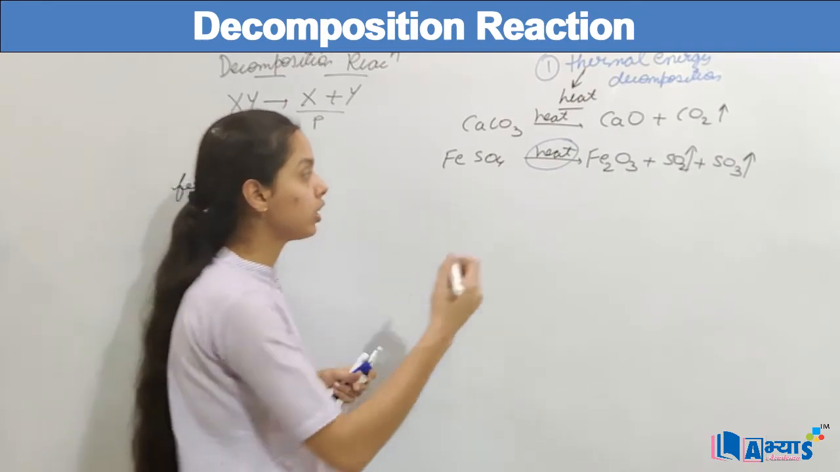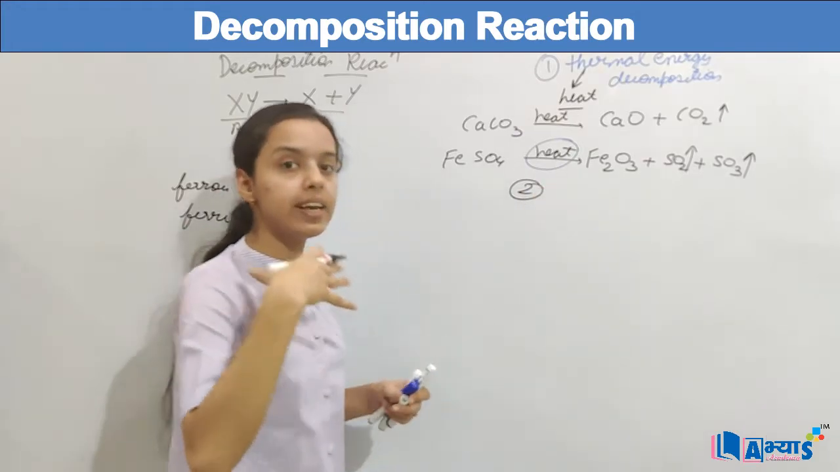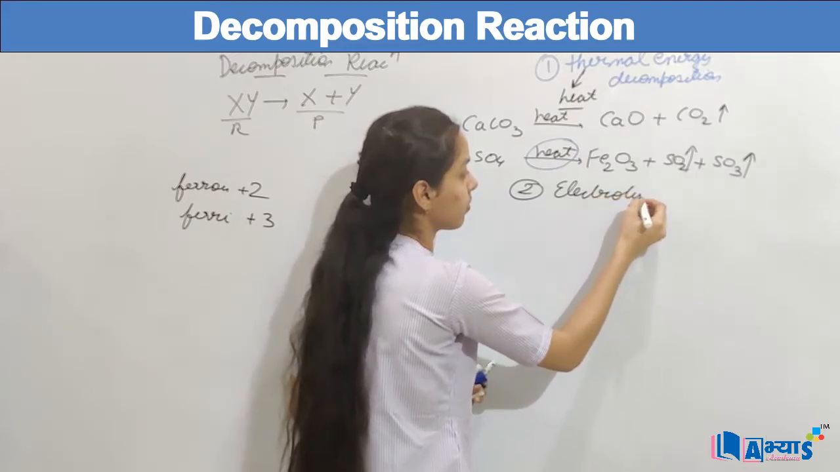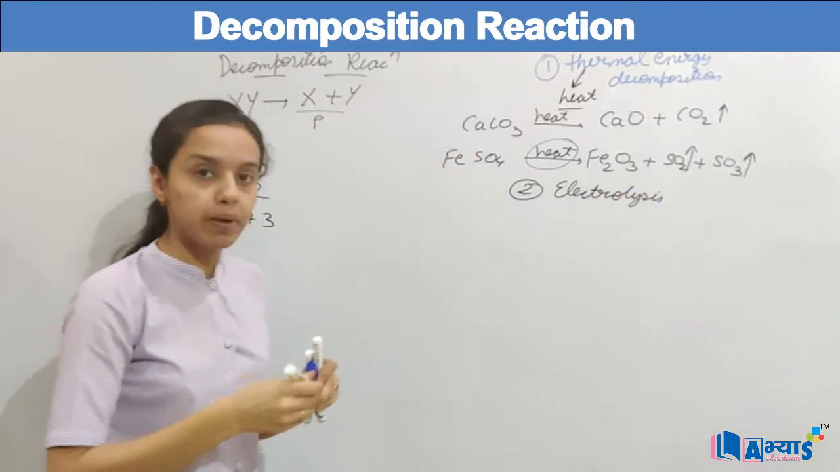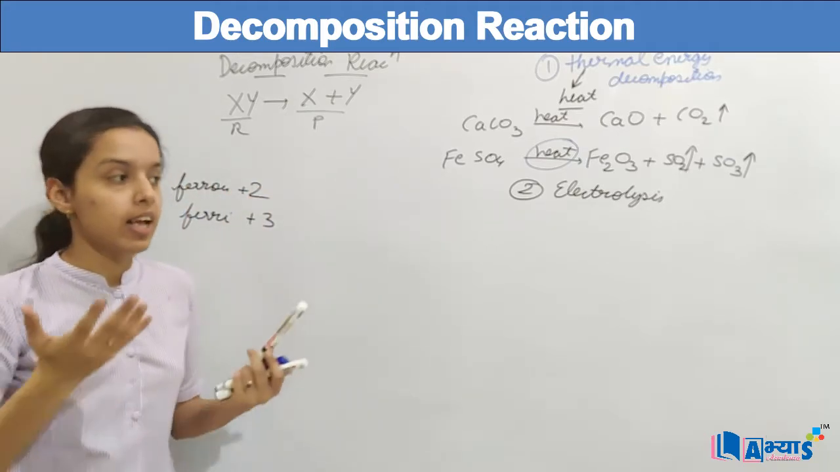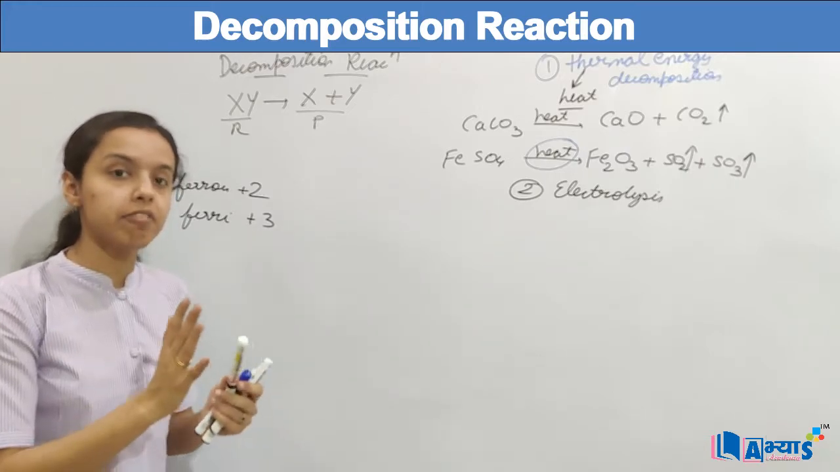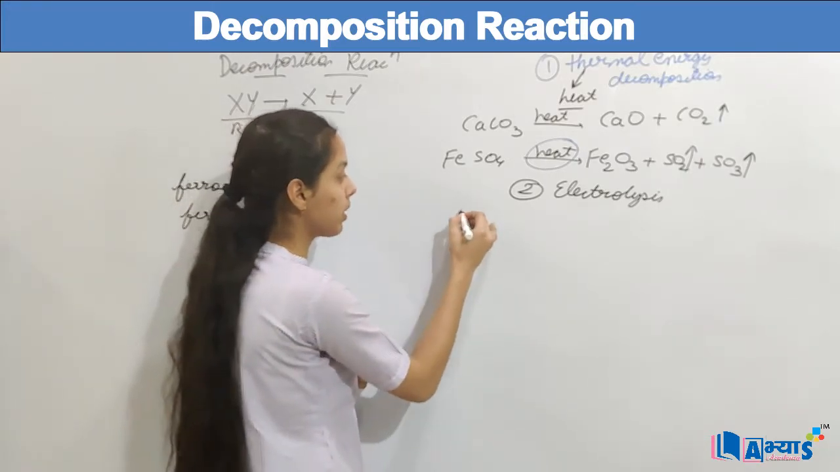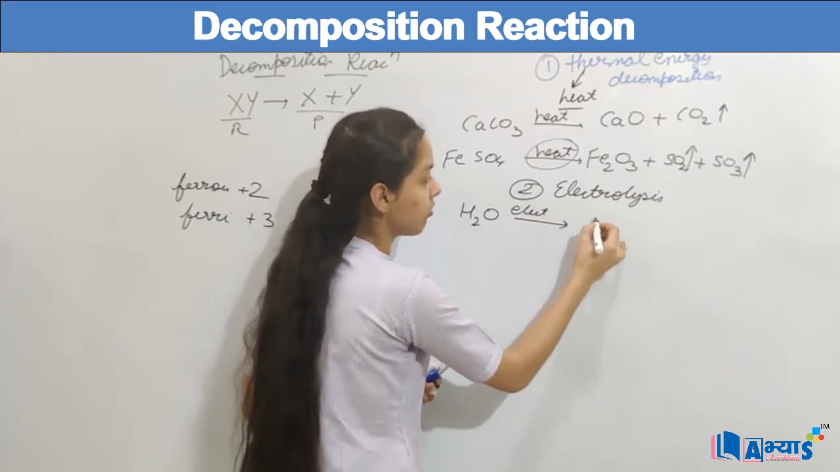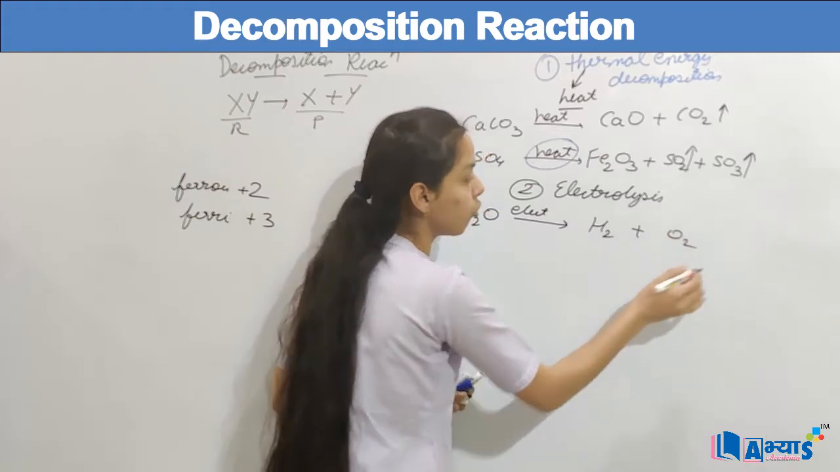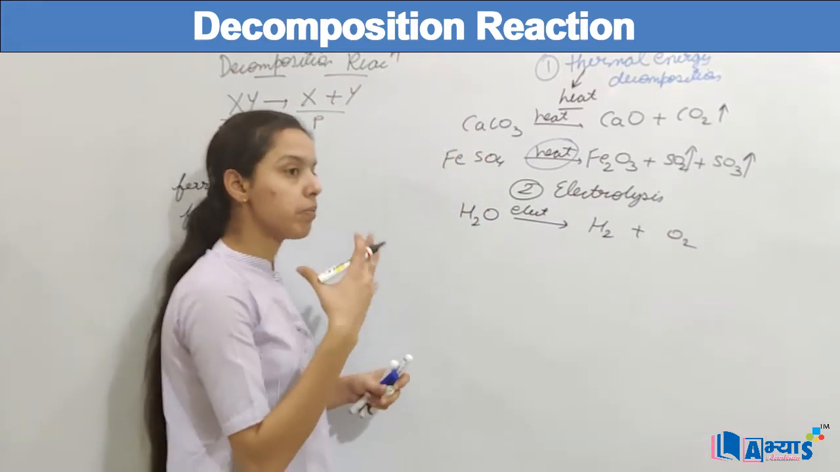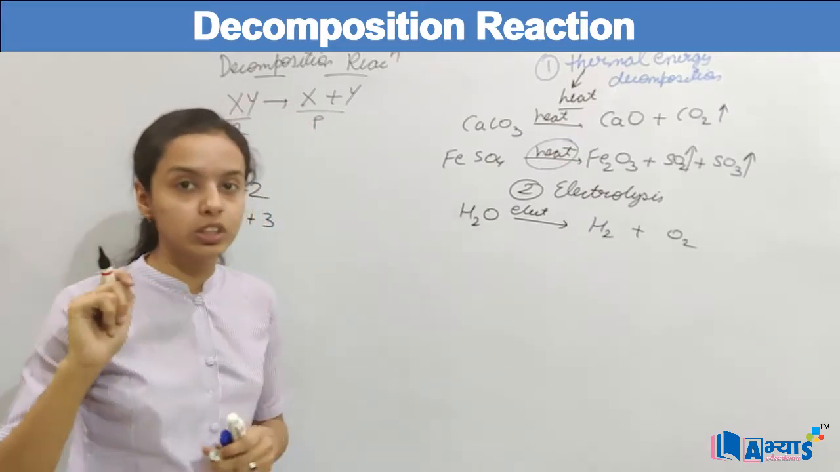The next category includes we are supplying the electricity, so it becomes electrolysis. That means if we are supplying electricity to a decomposition reaction, it will become electrolysis. Like if I have water molecule, H2O, and if I supply electricity to it, it will become hydrogen and oxygen. So both these are in the form of liquid or in the aqueous state, so I will mention their state. But now this equation is not balanced.